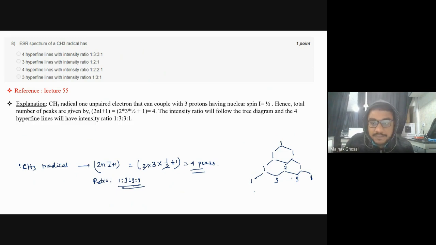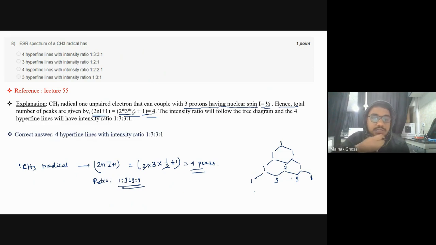That is written here. The 3 protons will have nuclear spin of half, so I equal to half. The total number of peaks is given by 2nI plus 1, so 2 into 3 into half plus 1, that will be 4. So the intensity ratio will follow Pascal's triangle, and 4 hyperfine lines with the intensity ratio 1 is to 3 is to 3 is to 1 will be obtained. So the answer is 4 hyperfine lines with the intensity ratio 1 is to 3 is to 3 is to 1.